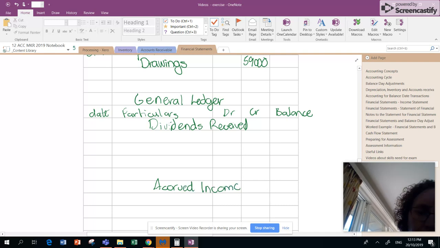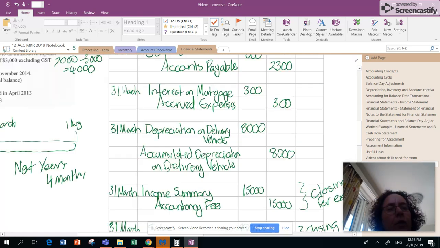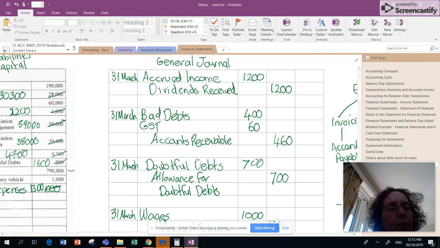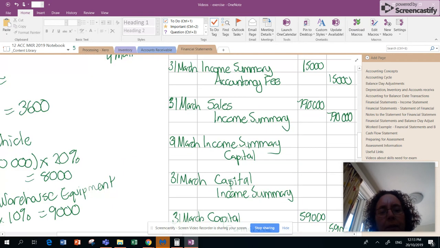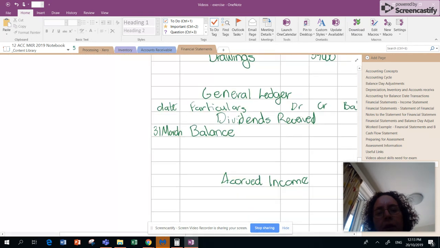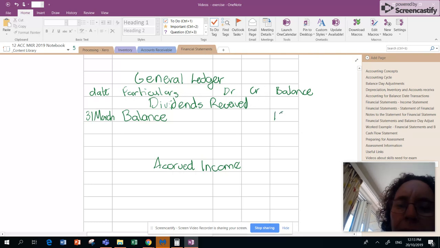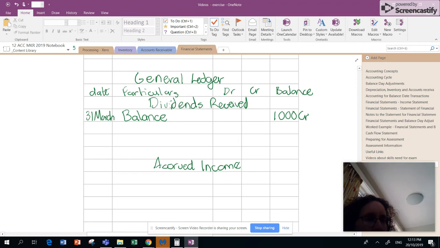Now, the first thing that we need to know is, is there a balance in the original trial balance? And for our dividends received, there was, and it was for $1,000. And it's on the credit side because it's income, so we're going to put 1,000 and then the type of balance it is. Right, the second thing that you need to know is, was there a balance day adjustment?